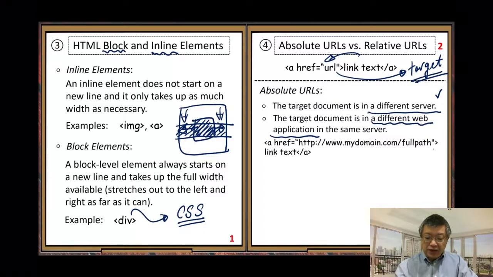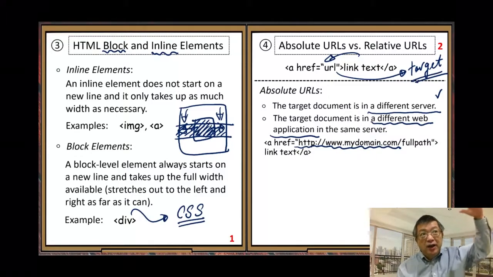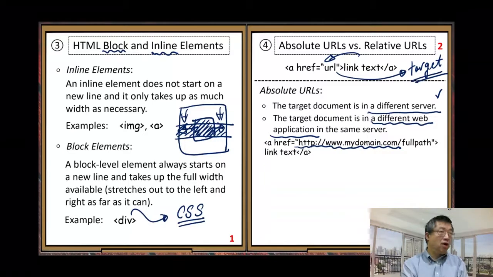Here is just a simple example of an absolute URL. An absolute URL typically starts with the domain name. That's the ultimate root you start with.